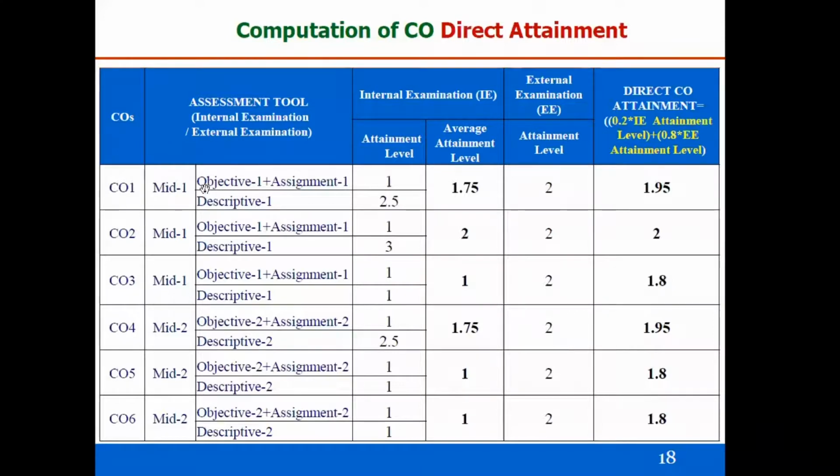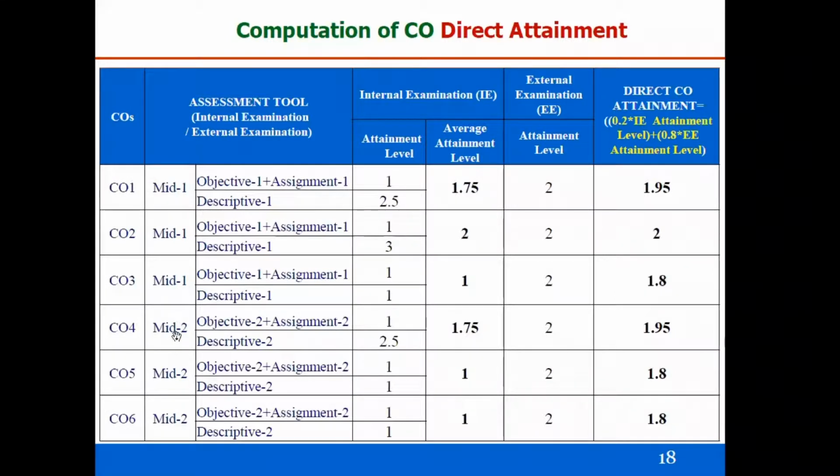Now you can see CO1 maps to mid 1, CO2 maps to the mid 1 syllabus, CO3 also maps to mid 1, then CO4, 5, 6 are related to the mid 2 syllabus. For mid 1, what components do we have? Objective 1 plus assignment 1, then descriptive test 1. Similarly for CO2, the same mid 1 related components: objective 1 plus assignment 1, then descriptive test 1. Similarly, CO3 is also related to mid 1.